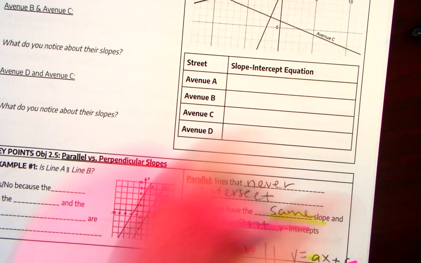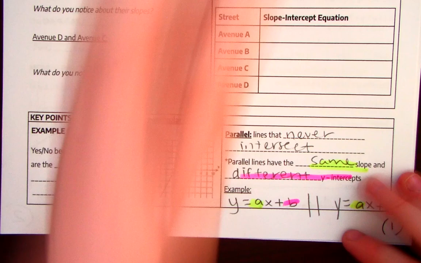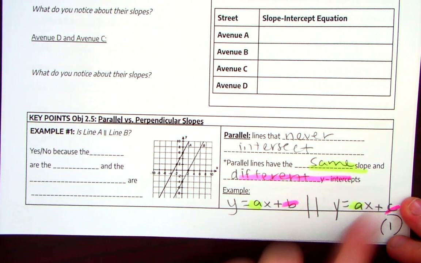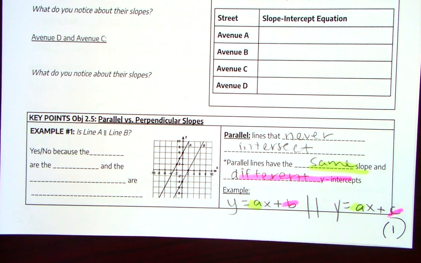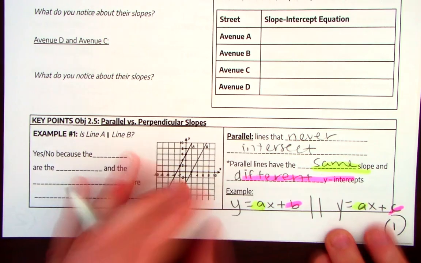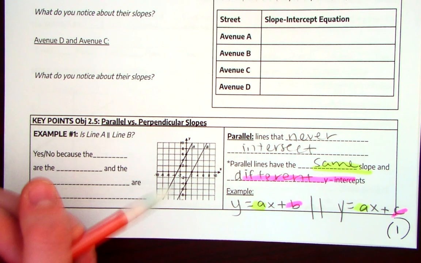So the numbers there and there have to be different. Okay? So let's look at this example. This asks, is line A parallel to line B? Well, they look parallel, but they're on a coordinate plane, so let's be sure by finding the slopes.